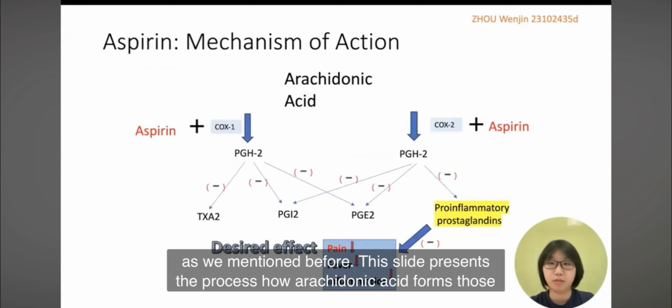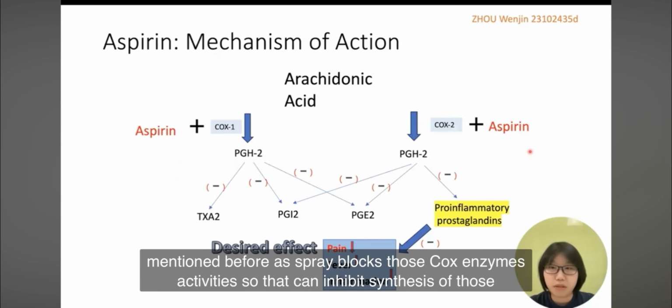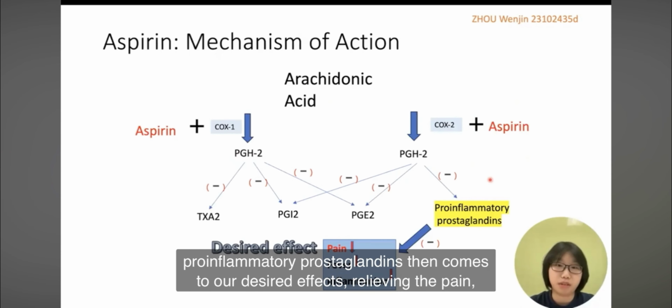This slide presents the process of how arachidonic acid forms those pro-inflammatory prostaglandins under the catalysis of COX-1 and COX-2. And as we mentioned before, aspirin blocks those COX enzymes' activities so that it can inhibit synthesis of those pro-inflammatory prostaglandins. Then comes our desired effect, relieving the pain.